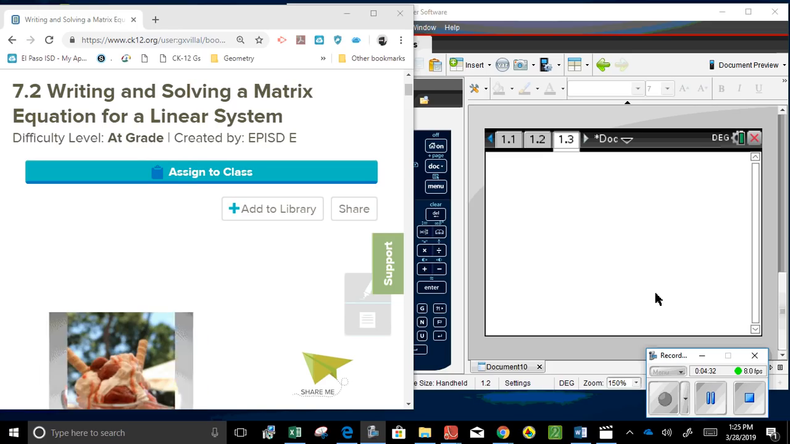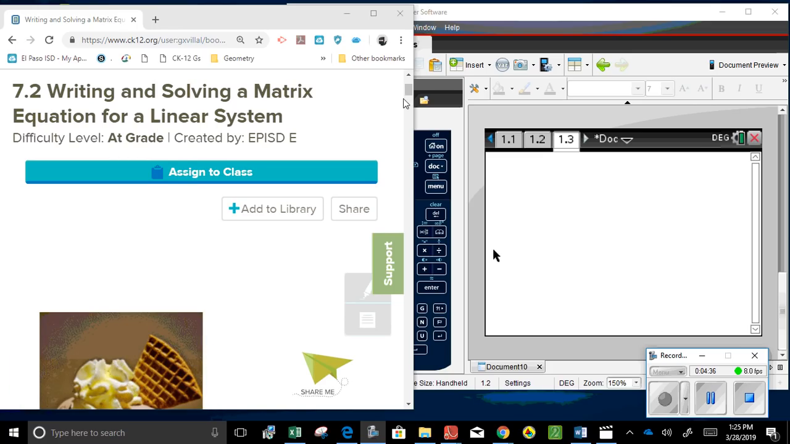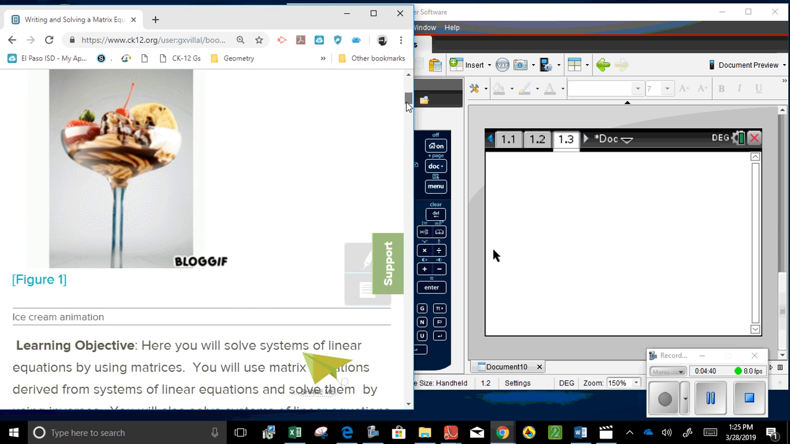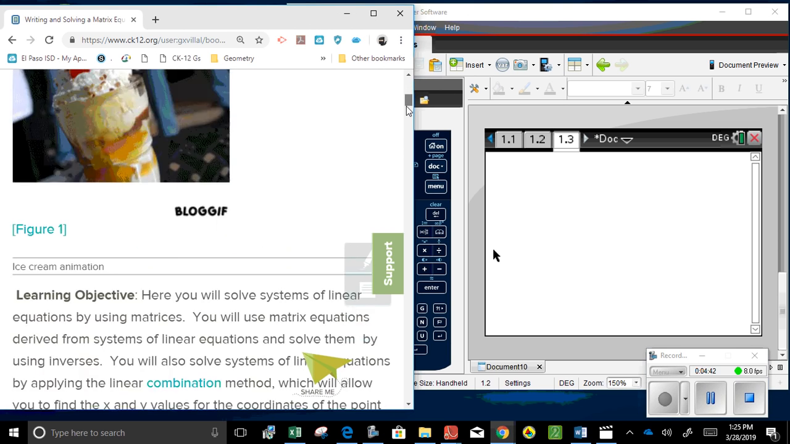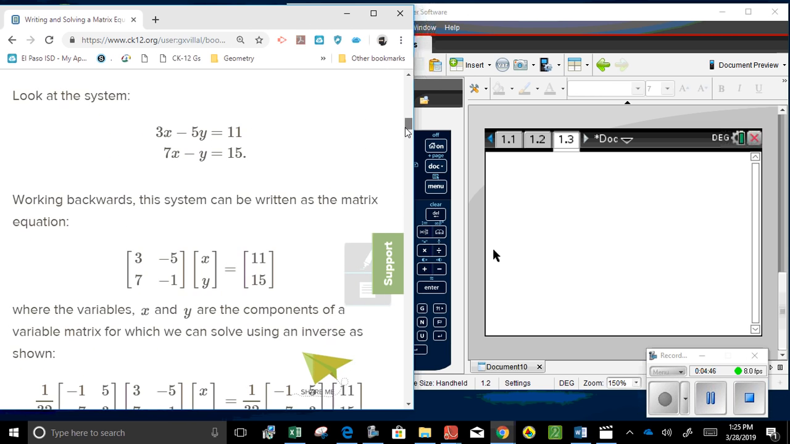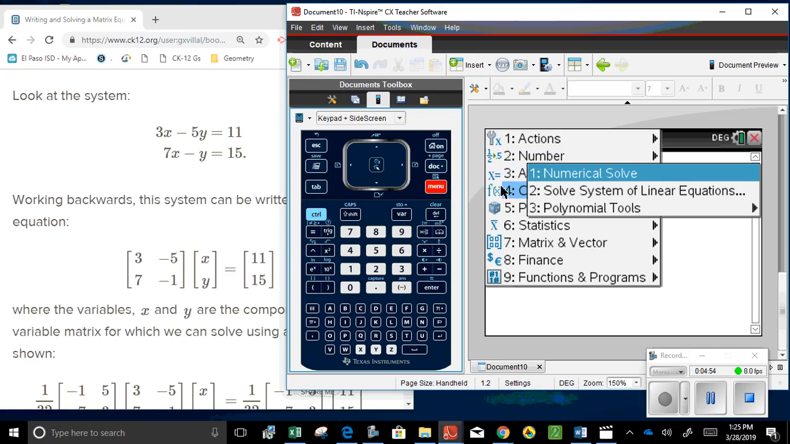So, writing and solving a matrix equation in a linear system. How do I do that? Here are our 2 different types of shakes or ice creams, small and big. We're going to talk about how to solve that in a moment. But first, let's just talk about a system of equations. Traditionally, there's a way to solve this using menu, algebra, solve a system.